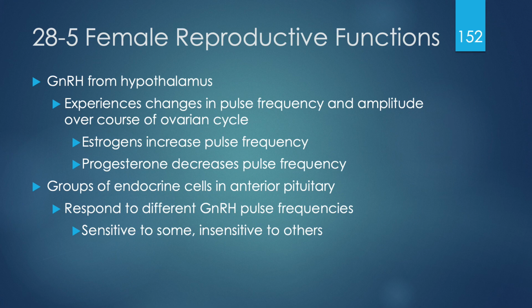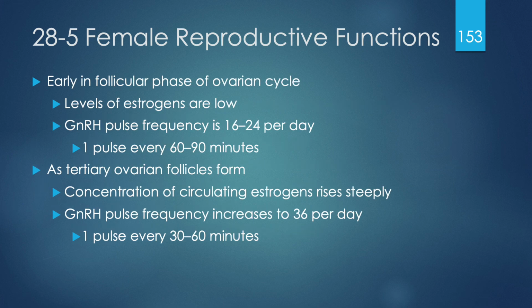There are groups of endocrine cells in the anterior pituitary, or the adenohypophysis, and these respond to different gonadotropin-releasing hormone pulse frequencies. They'll be sensitive to some, and yet non-responsive to others. Early on in the follicular phase of the ovarian cycle, the estrogen levels are quite low. So the gonadotropin-releasing hormone pulse frequency is between 16 to 24 per day, which equals about 1 pulse every hour to hour and a half.